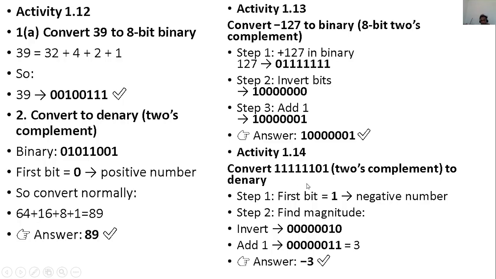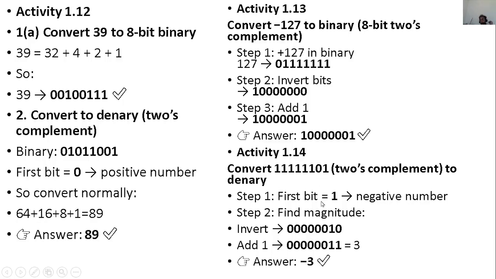This is another question of representing this 2's complement number in denary. What we have done here is first take this number and invert the bits by converting all of them. When we inverted the bits, this becomes 0000010. And when we take the 2's complement, this is the number that is shown in 2's complement.